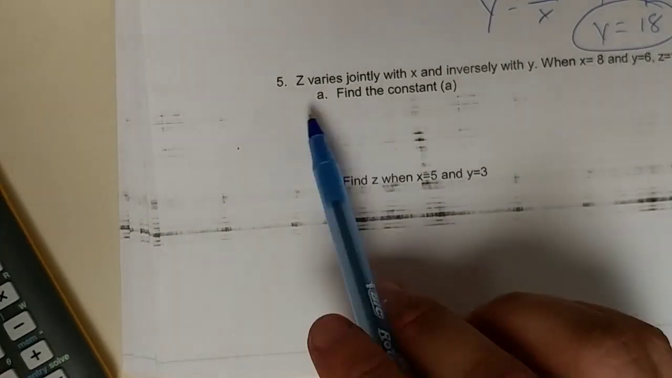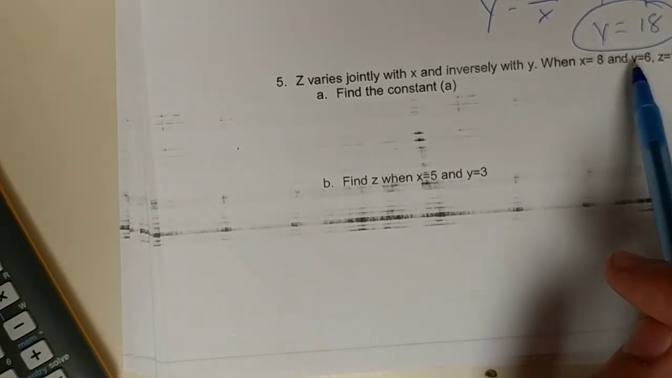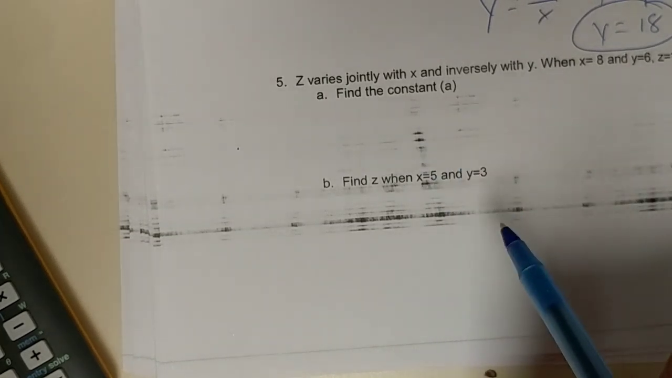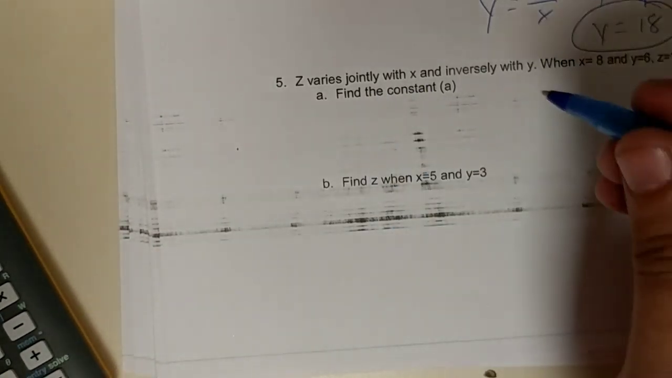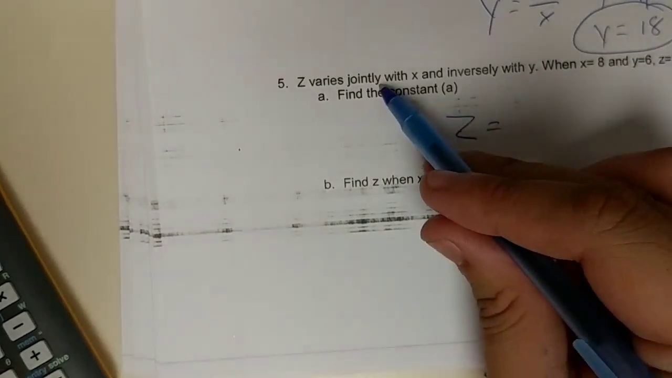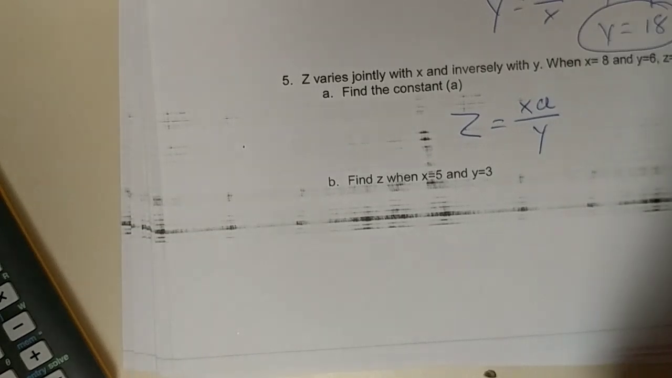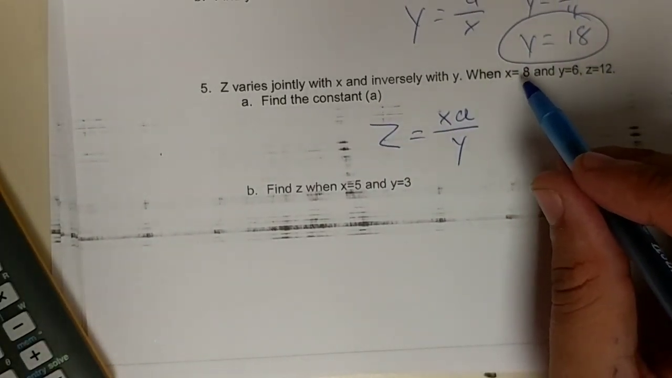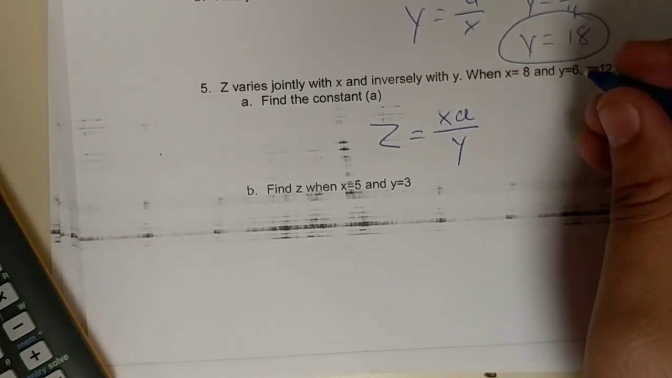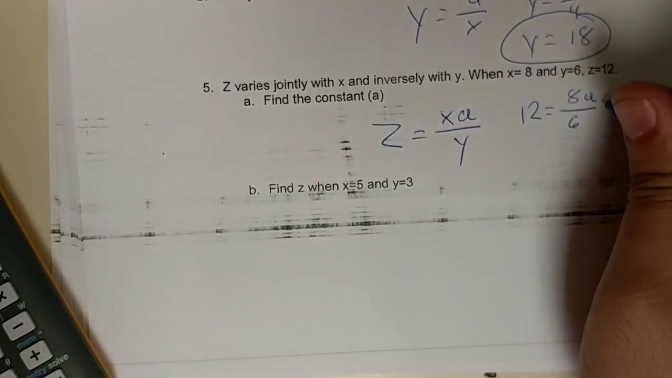Number 5. Z varies jointly with x and inversely with y. When x equals 8 and y equals 6, z equals 12. Find the constant, which is a. So z varies jointly with x, so that's x times a, and inversely with y, so y is being divided. So 12 equals, when x equals 8 and y equals 6.